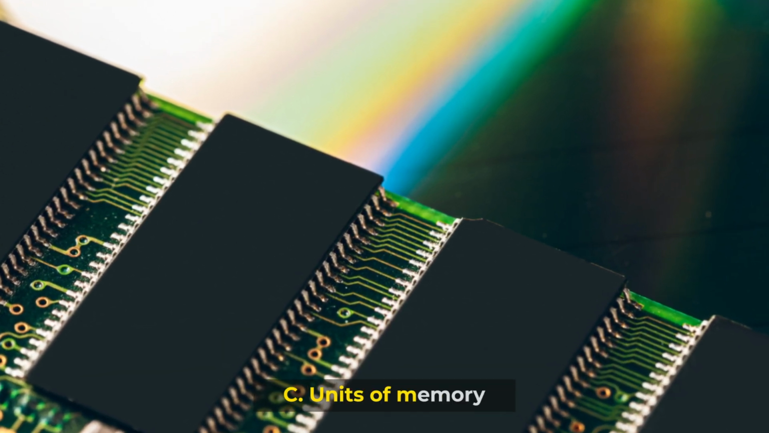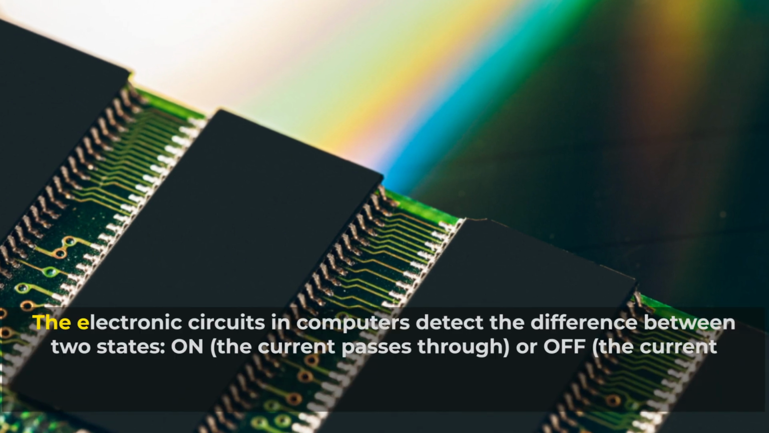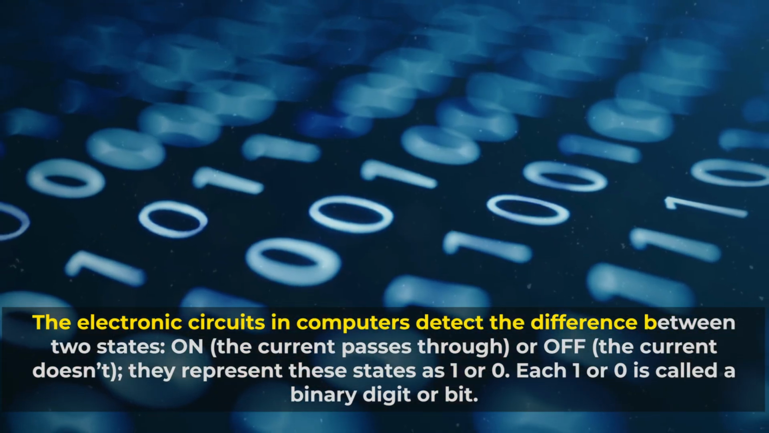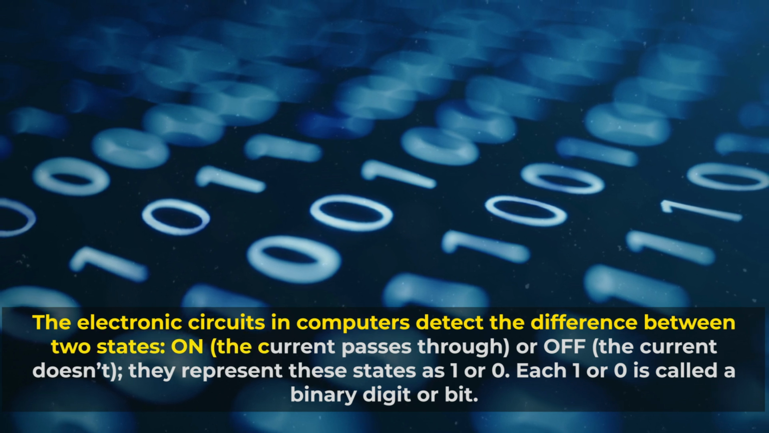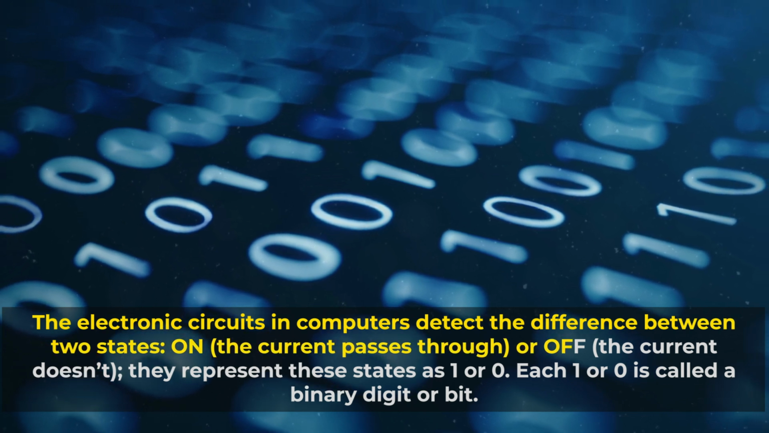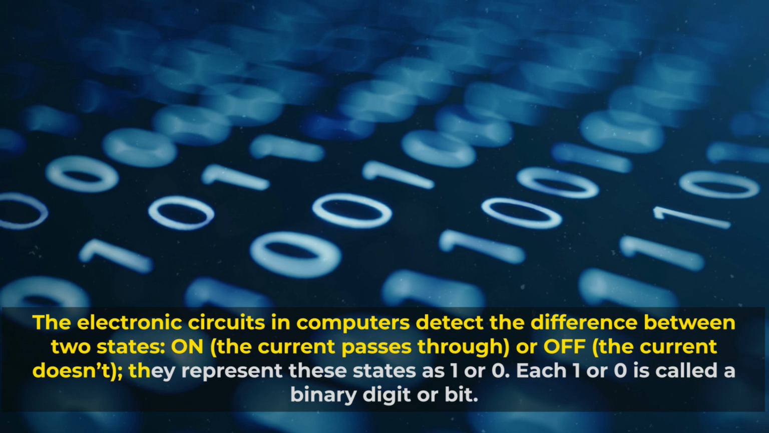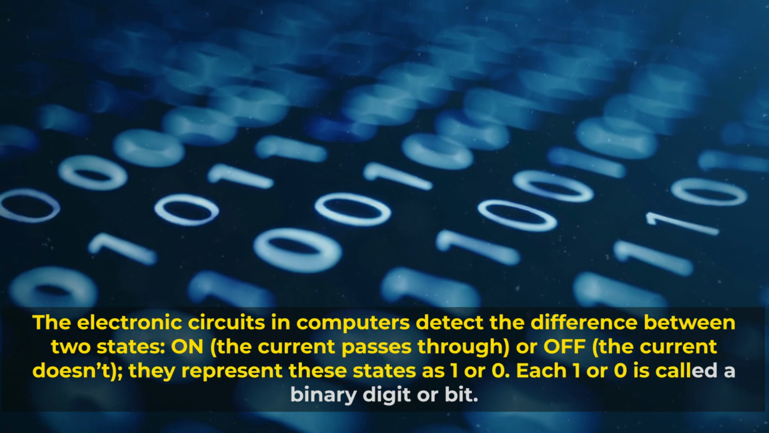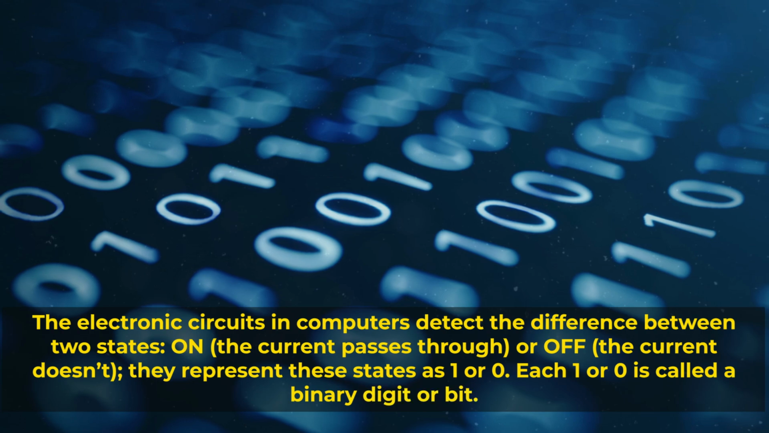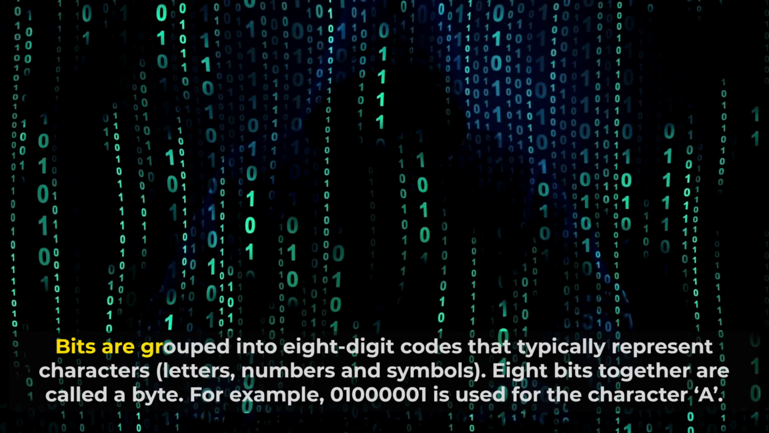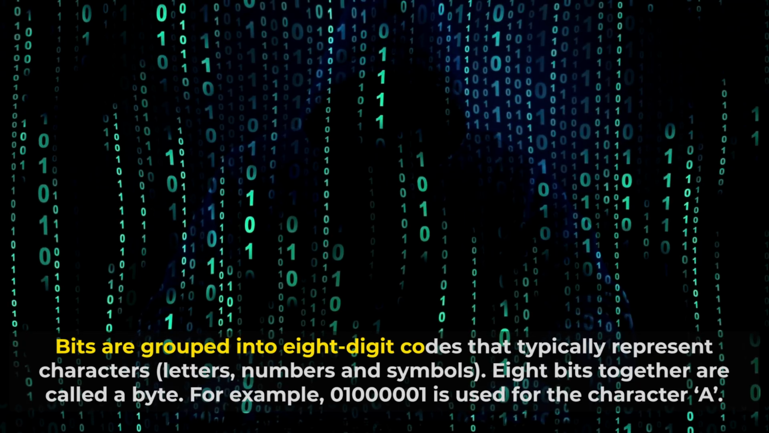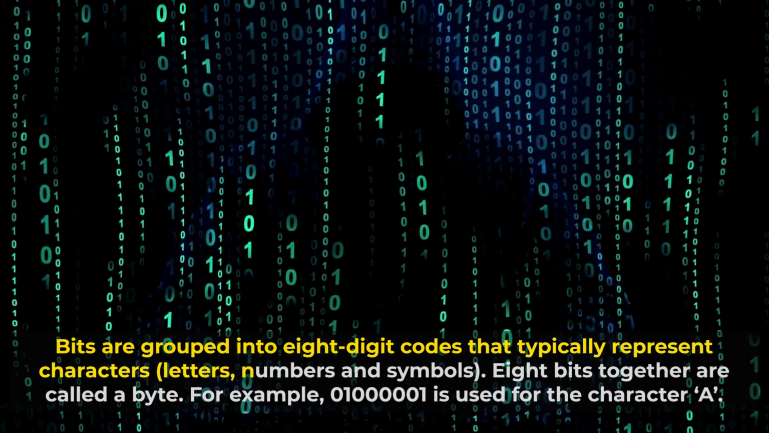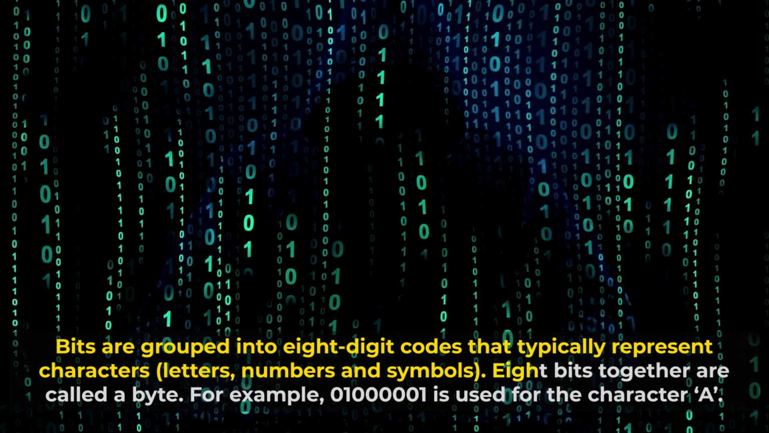C. Units of memory. The electronic circuits in computers detect the difference between two states. On, the current passes through, or off, the current doesn't. They represent these states as 1 or 0. Each 1 or 0 is called a binary digit or bit. Bits are grouped into 8-digit codes that typically represent characters, letters, numbers, and symbols. 8 bits together are called a byte.